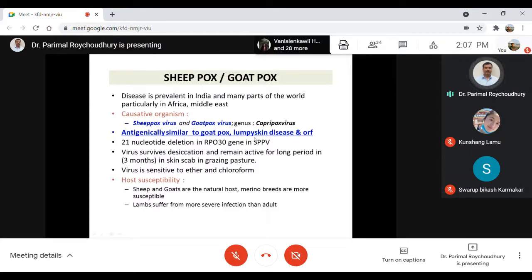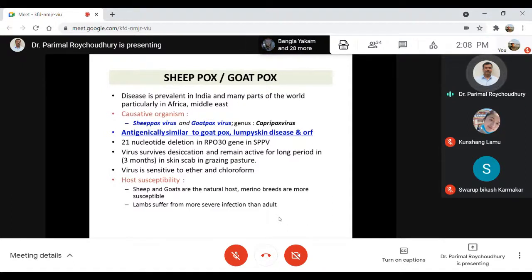And there we talk that until and unless we had this lumpy skin disease Neethling strain virus in our country, right now it is not available. So we can use this goat pox vaccine to control this lumpy skin disease in cattle. So these two infections are endemic for our country, and every year we record them, and that leads to mortality in susceptible animals.